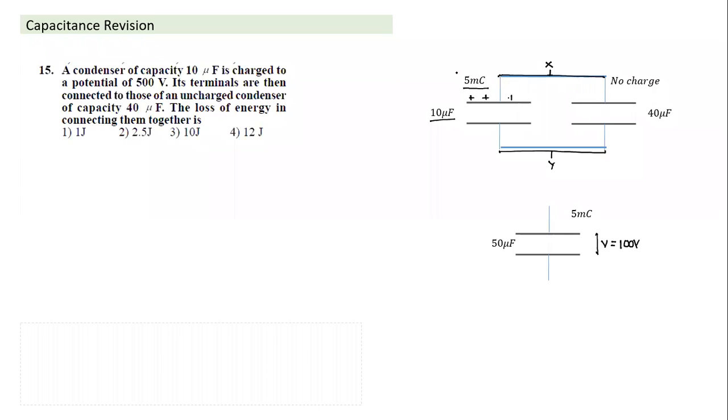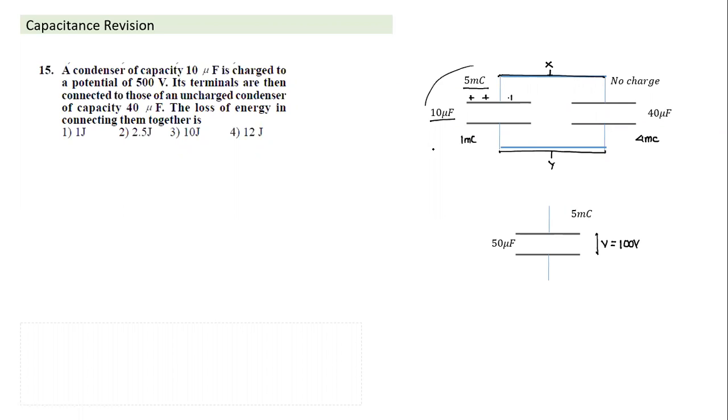So from here, this also will have 100 volts potential difference. This also will have 100 volts potential difference. If this is 100 volts, this will have 4 millicoulomb charge and this will have 1 millicoulomb charge. So this 5 millicoulomb charge will get distributed between 2 capacitors in proportion to their capacitance.